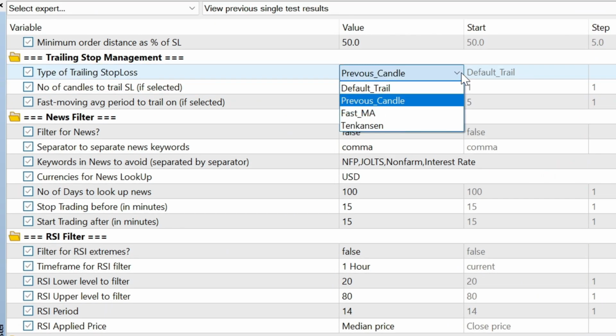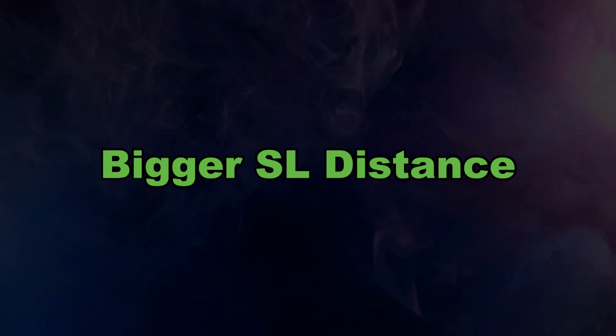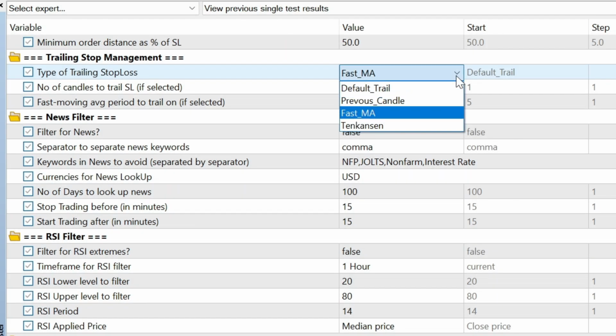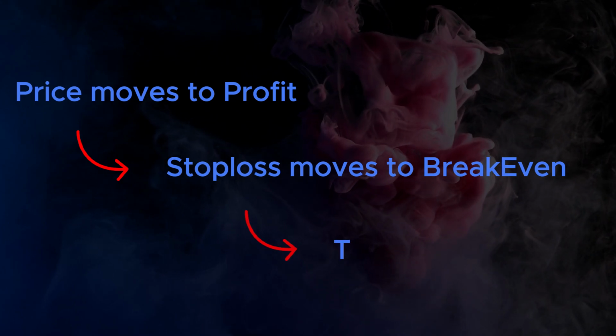Another way you can trail the stop loss after it has moved to break even is on fast moving average. In that case, you define what that fast moving average is going to be. So there is a little bit more distance than just the last candle or the last from last candle. And lastly, you can also decide to trail it on the Ichimoku Tenkan-sen line. In which case, once the price has moved in profit and the stop loss has moved to break even, after that, the trailing is going to happen on the Tenkan-sen line.